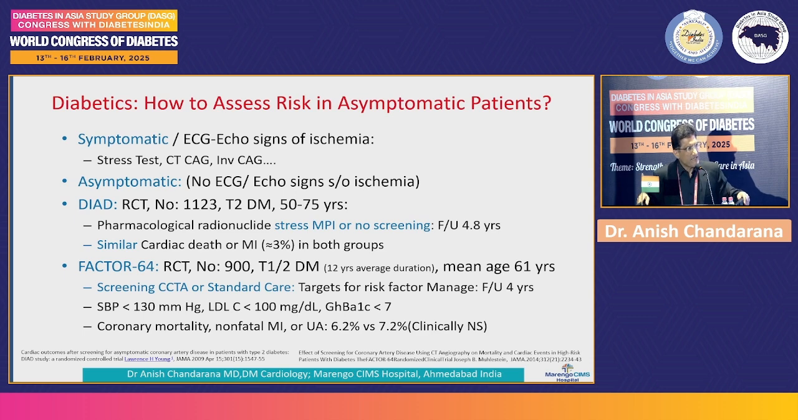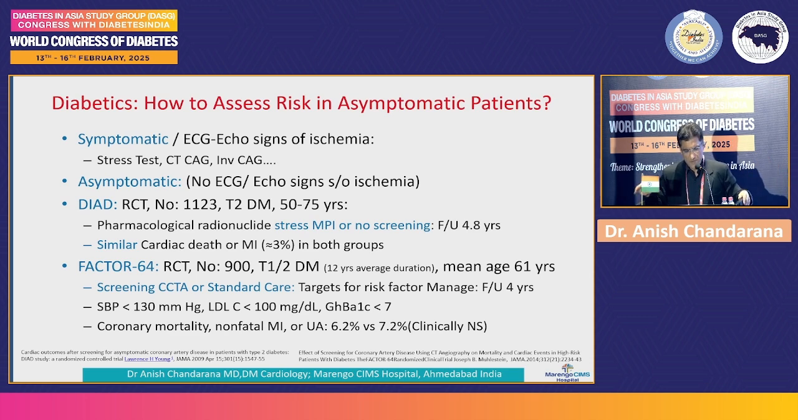At the end of 5 years, there was no difference in MI and death. What does it mean? Every asymptomatic patient with diabetes should not necessarily be put to stress test, because even if the stress test becomes strongly positive, even if you take those patients to the cath lab and do revascularization, ultimately, across thousands of patients at the end of 5 years, whether you manage patients by strong aggressive risk factor control as per the guidelines, or you do a stress test, the result is overall not different.